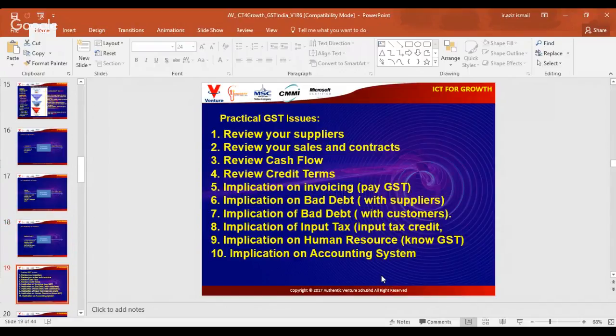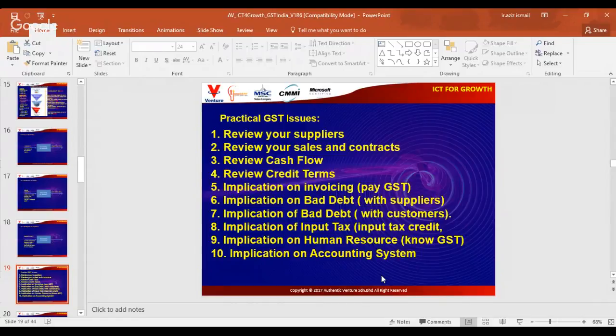And of course, when you want to implement the GST inside your company, there will be changes after the GST. Review your supplier, review your sales contract, review your cash flow. You see that you need to pay tax before, even though your customer hasn't paid you. Look at your credit terms, and then look at your invoicing. Your invoicing must follow the GST format, and look at the bad debt. If your customer doesn't pay you, then there will be an impact on your money, correct? Because you cannot claim that bad debt.